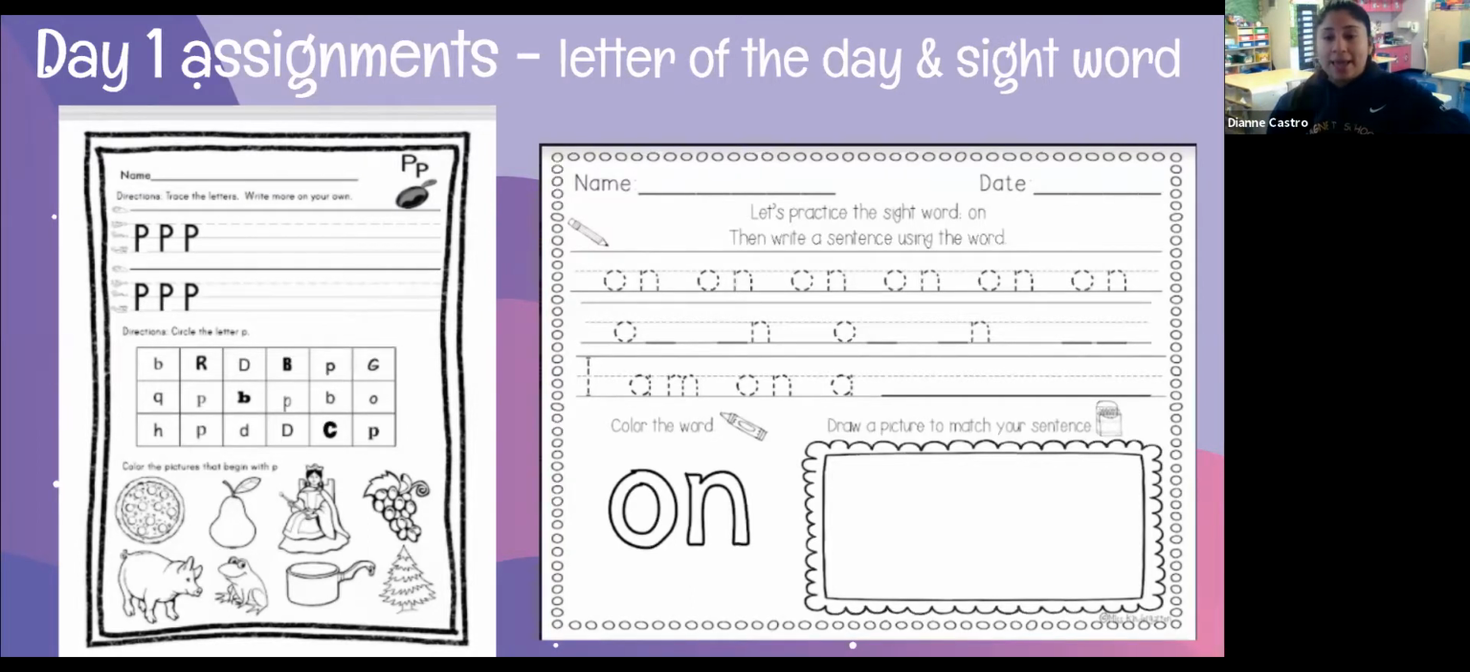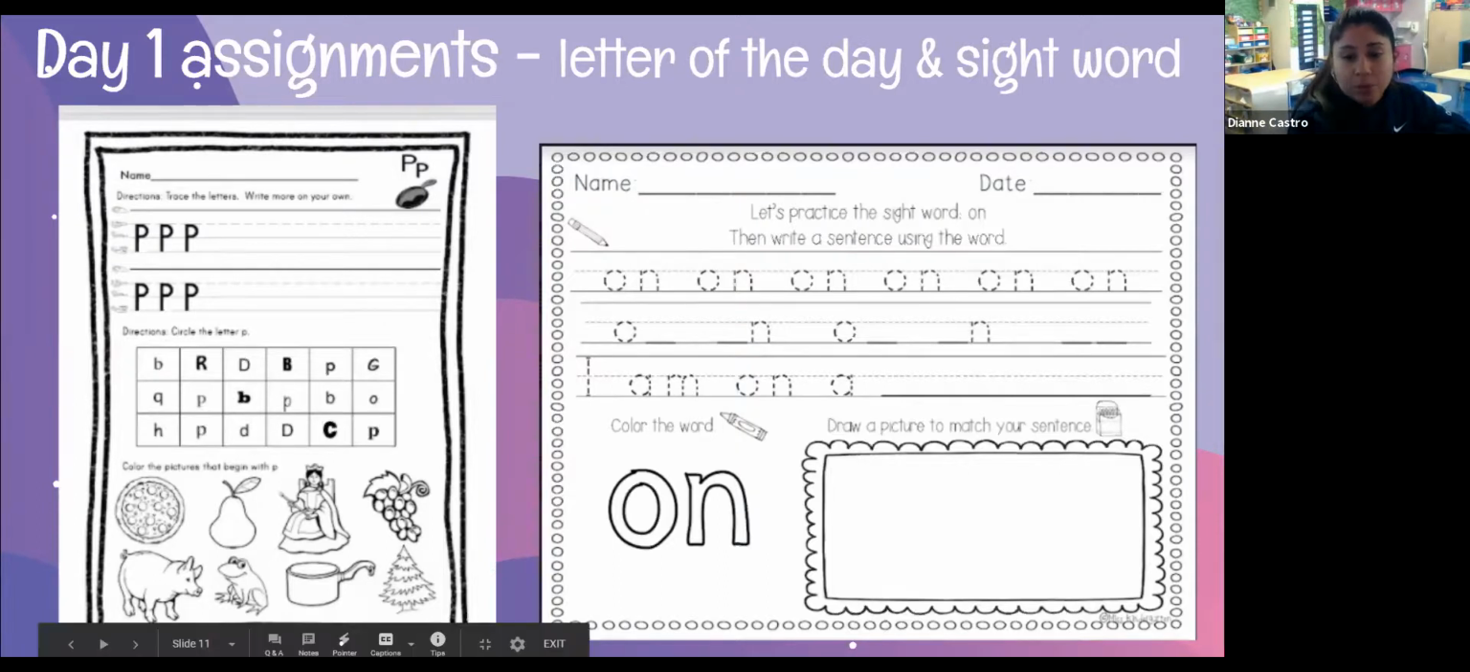You can say I am on a pony, on a horse. So if you want to illustrate that you're on a pony or a horse, you can write the word on the line and then you'll illustrate that, okay? Whatever you want to be on, you're going to write it on the line and then you will illustrate it because that will match your sentence, okay?